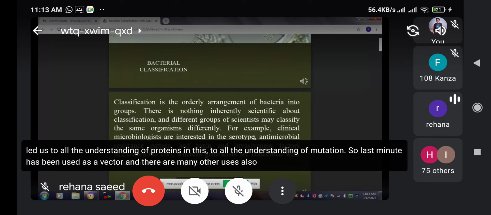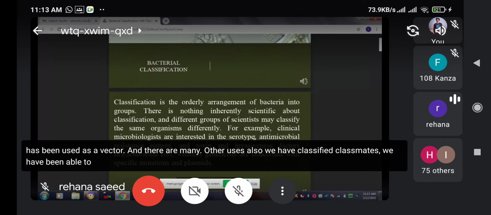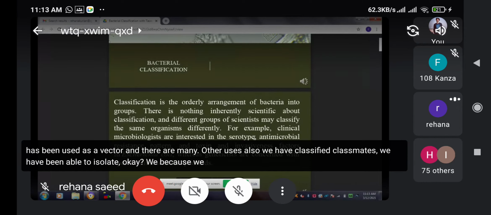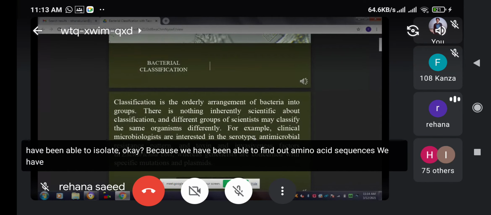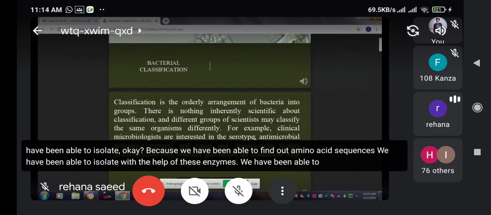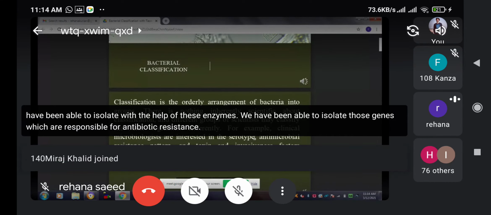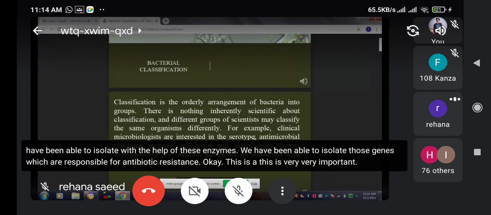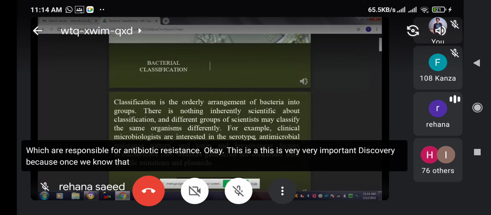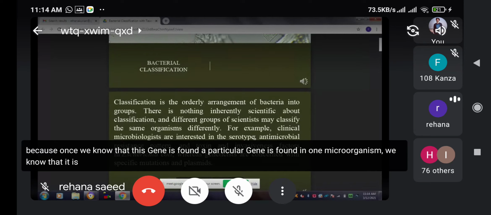We have classified plasmids, and because we have been able to find out the amino acid sequences, we have been able to isolate, with the help of these enzymes, those genes which are responsible for antibiotic resistance. This is a very, very important discovery, because once we know that a particular gene is found in one microorganism, we know that this microorganism would be resistant to many antibiotics.